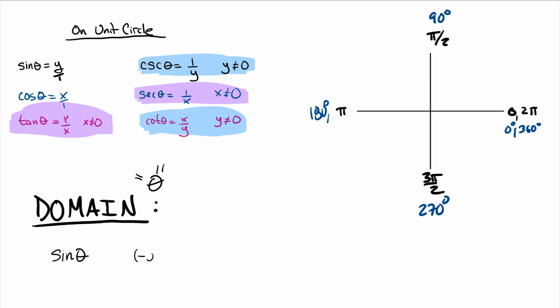So this would be negative infinity to infinity. The same thing is true for cosine: negative infinity to infinity, because we have no issues. We can plug in anything we want into sine or cosine, and those are angles. Remember, Greek is angles. English is ratios of a triangle.